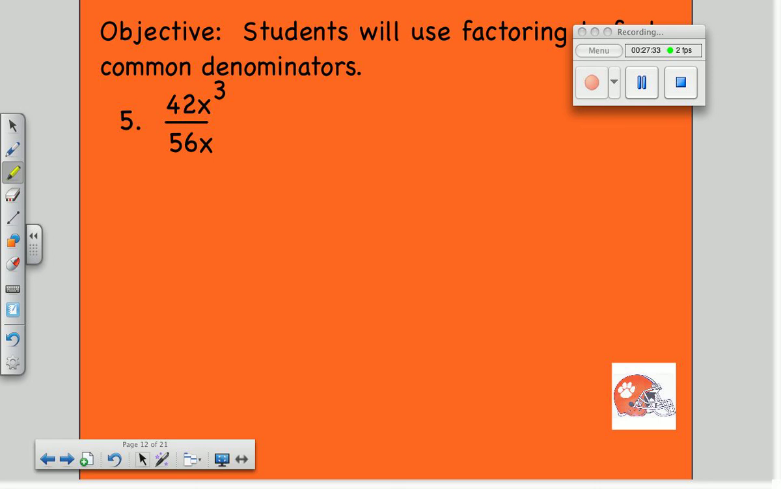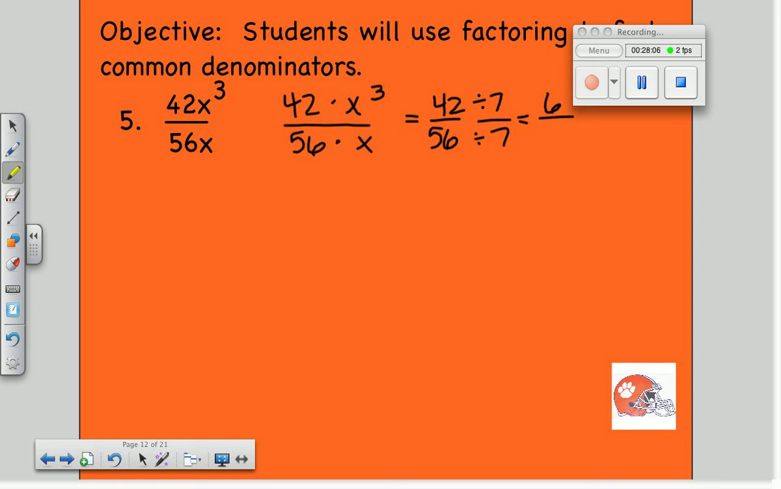Now we have an x. So we're going to write this as 42 times x cubed and 56 times x. Okay? So let's deal with that 42 and 56 first. Use one of your three methods. For me, I'm going to go ahead and use a common factor. So a common factor of 42 and 56 is 7. I can divide them both by 7. 42 divided by 7 is 6, and 56 divided by 7 is 8.